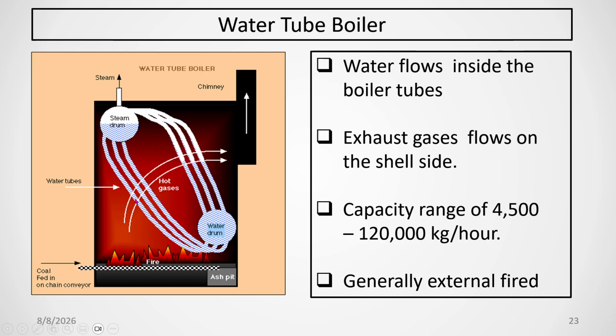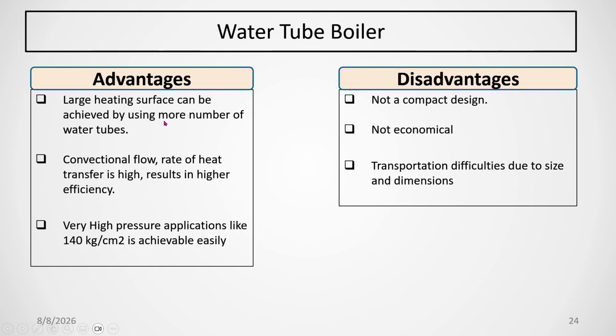It will exchange the heat, and high pressure generation is possible, because the tube size is very small. So high thickness tubes can be manufactured, and high pressure can be generated. So the capacity will also be high, 4,500 to 1,20,000 kg per hour, and the pressure can be up to 140 kg per centimeter square. It has a large heating surface, convective flow, and high pressure of 140 kg per centimeter square can be achieved.